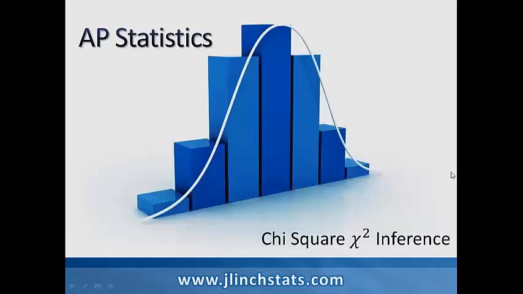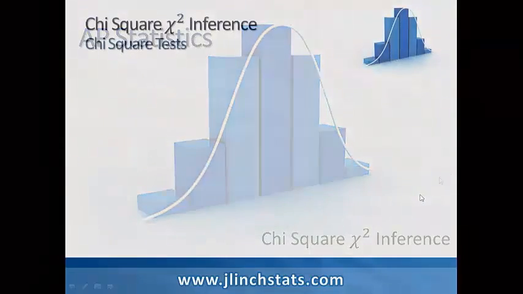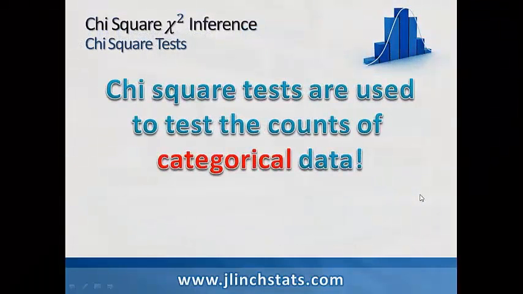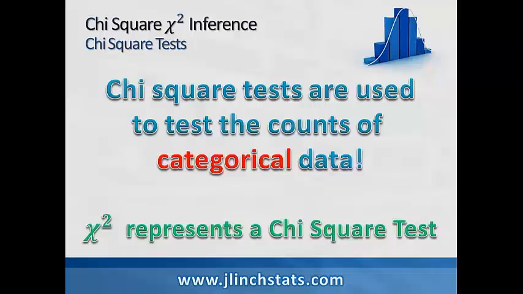Today I'd like to take a look at Chi Square Inference tests. So please open up your study guides to this particular section. Now in the past we talked about inference tests using numerical data. Chi Square tests are used to test the counts of categorical data. We use the term Chi Square, the Greek letter chi, to represent a Chi Square test.